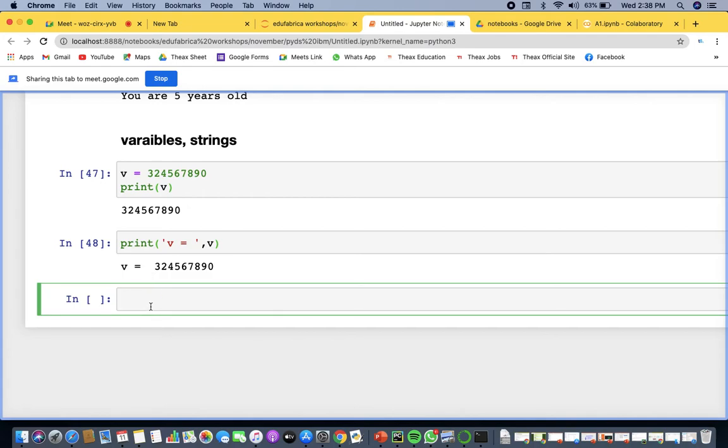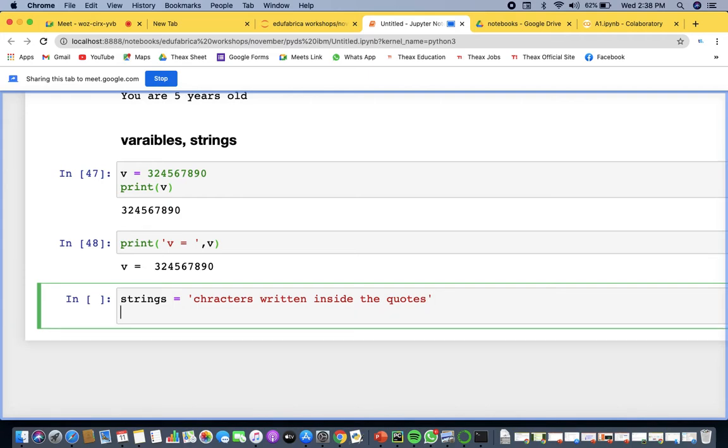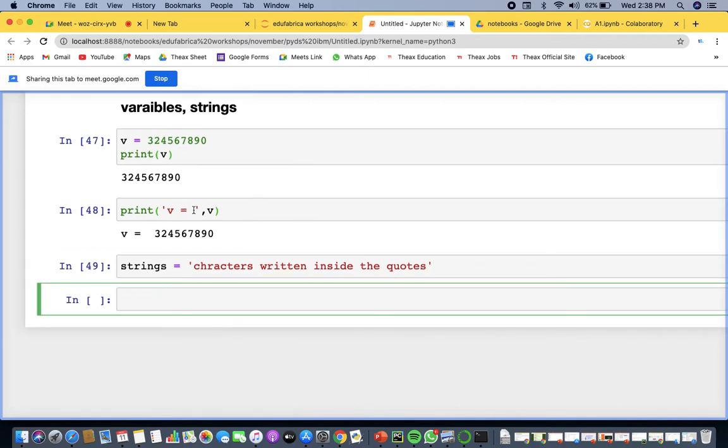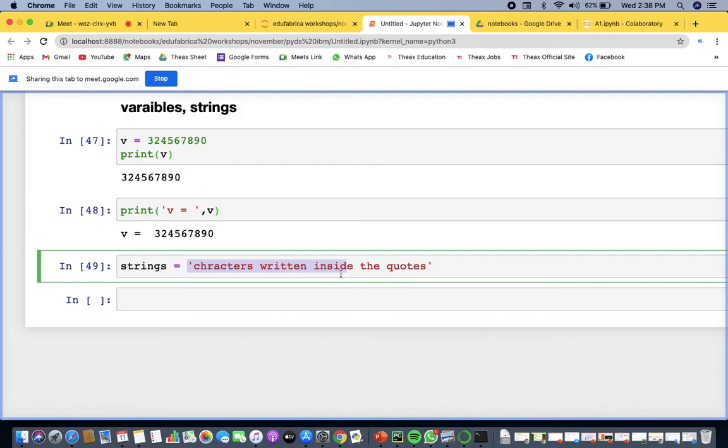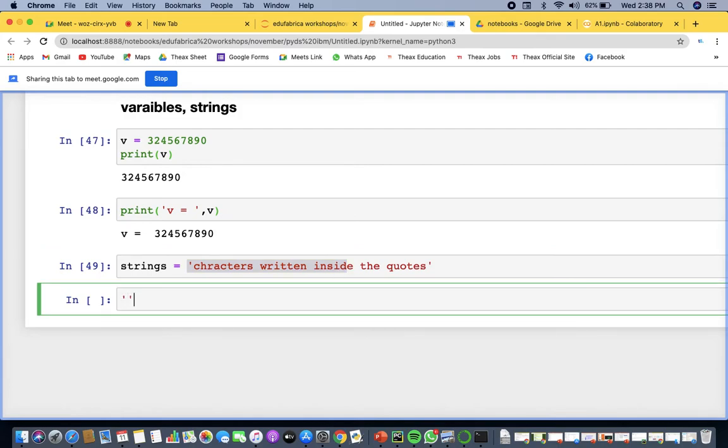okay, like that. And strings, you can say, are nothing but the letters, or you can say the characters, written inside the quotes. It can be a single quote, it can be a double quote, it can be a triple quote, right? So these are the strings, right? So, for example, you can see here that I have written all the things over there, right? Sometimes you have a doc string too, like this.